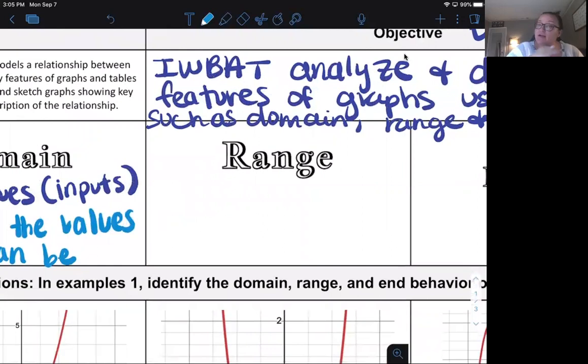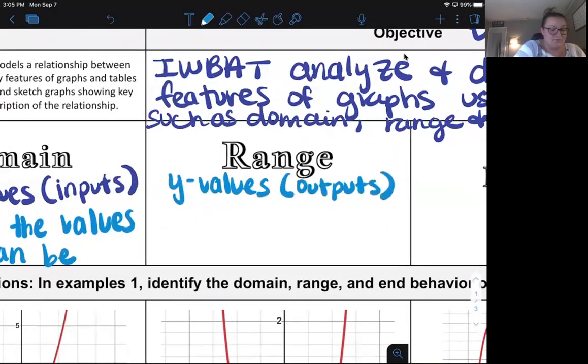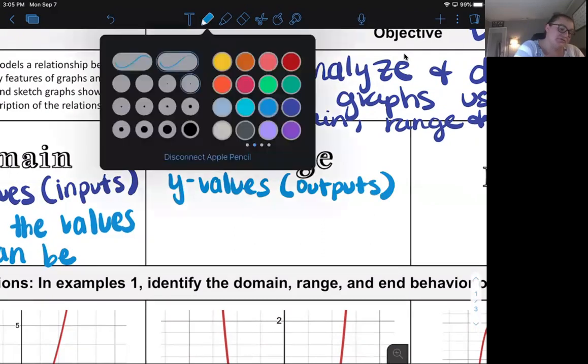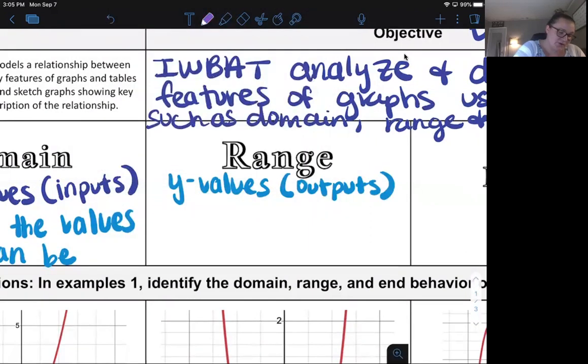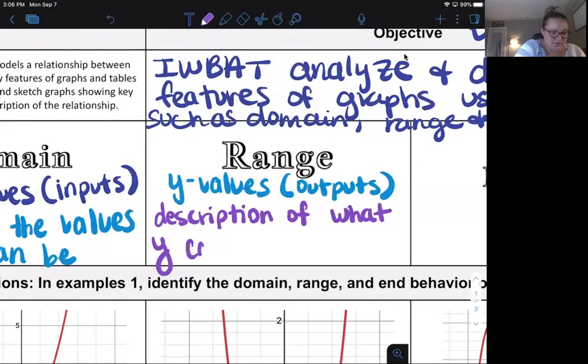So then what's your range? Well, if domain is focused on your x values and your inputs, then range must be focused on your y values, also known as our outputs. So range focuses on your outputs or your y values. So your range is basically a description of everything that y can be, everything that you're allowed to plug in for y, or everything you're allowed to get out of your function for your outputs.